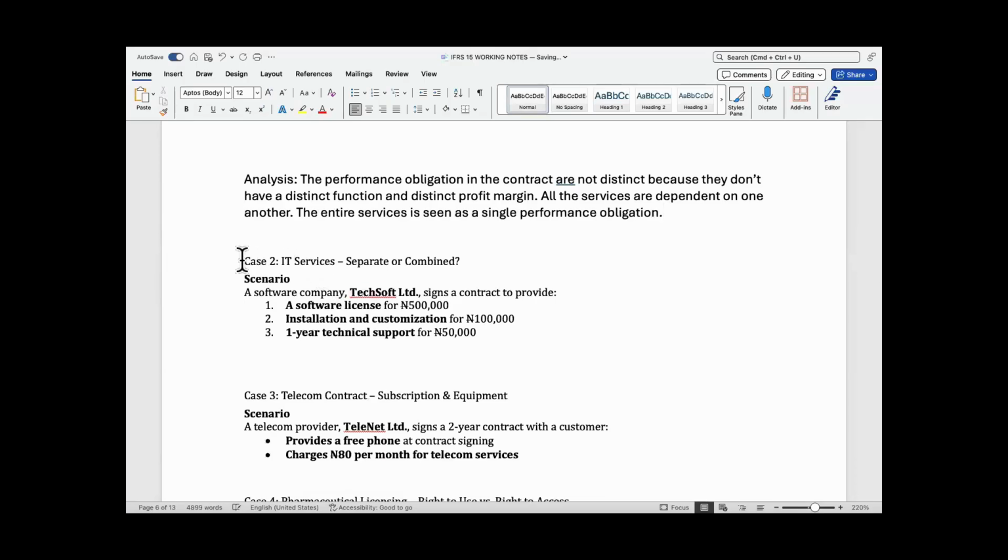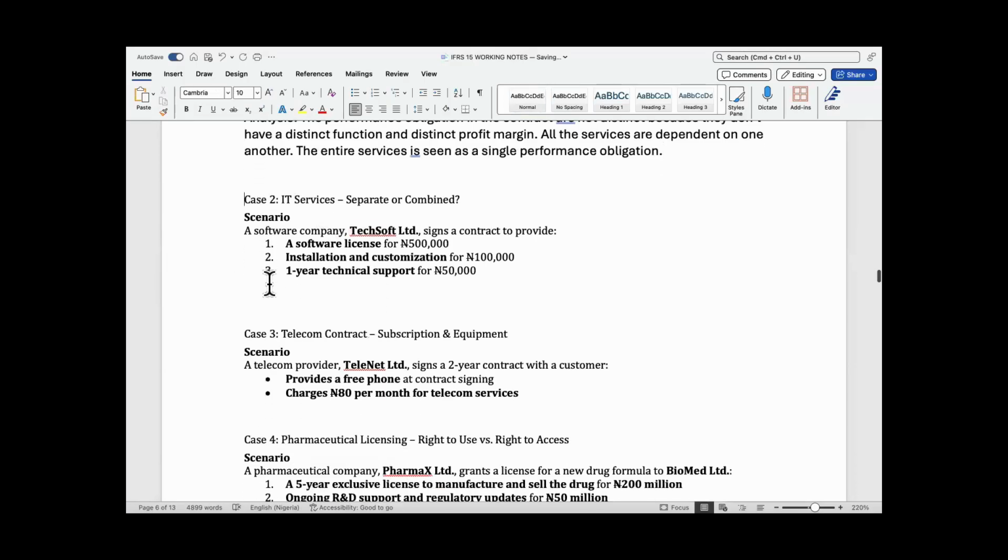Now, case two. A software company called TechSoft Limited signs a contract to provide a software license for 500,000, installation and customization for 100,000, and one year technical support for 50,000.